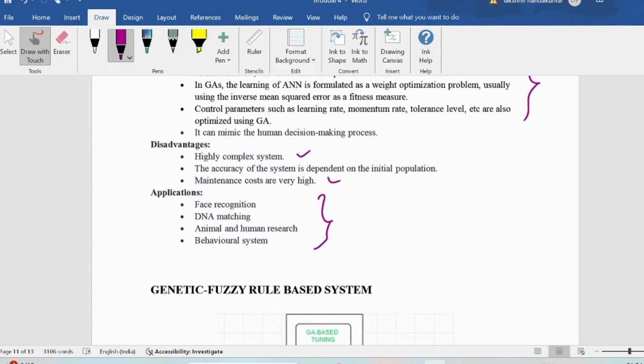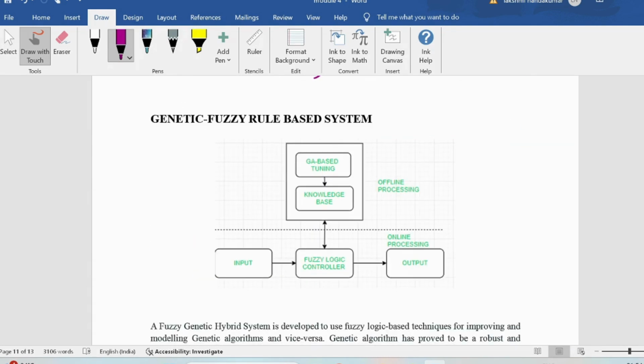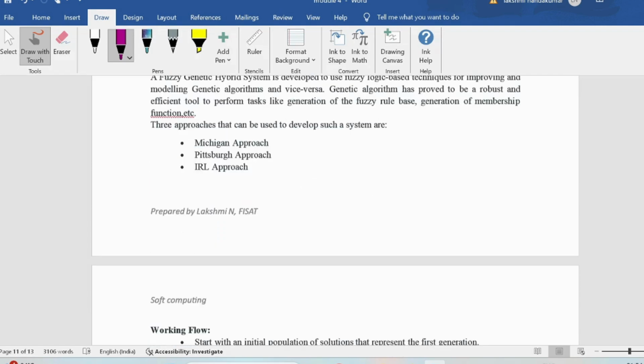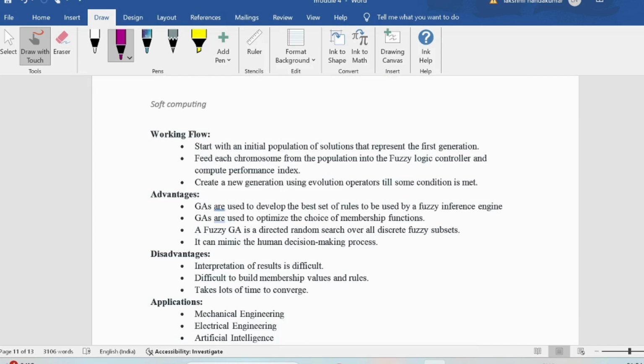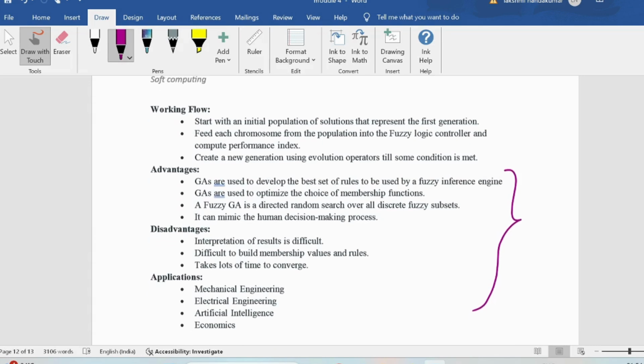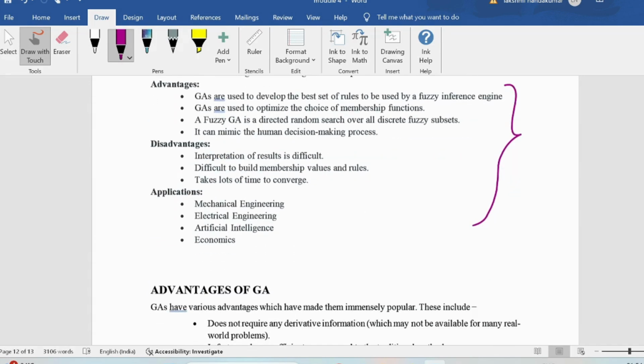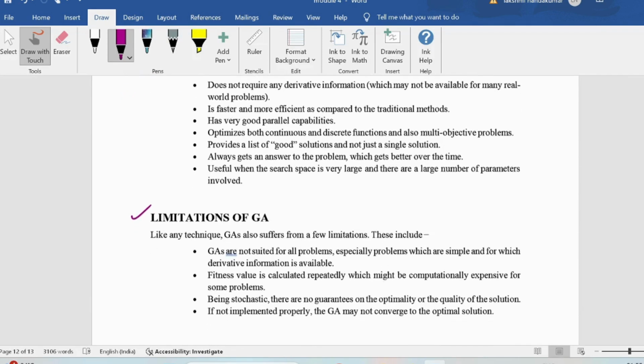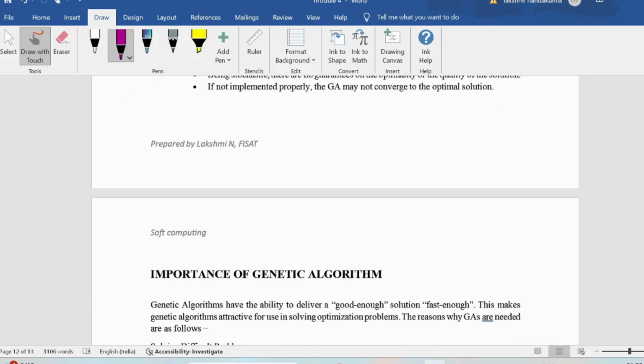Then the next topic is the genetic fuzzy rule based system. Here we combine the genetic algorithm along with fuzzy logic. Again, this is a new type of approach, and you can read the advantages, disadvantages, and the applications related to it. Next, what are the advantages and disadvantages of the genetic algorithm? Again, you can just read those topics. It can be asked as a 3-mark or very short answer question.